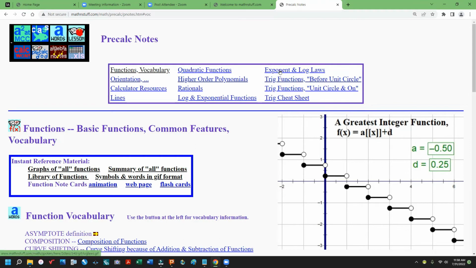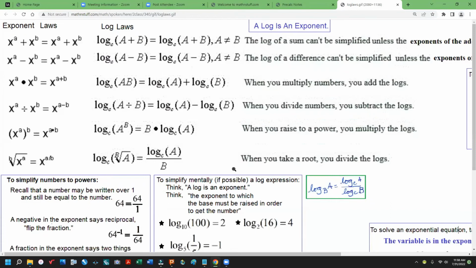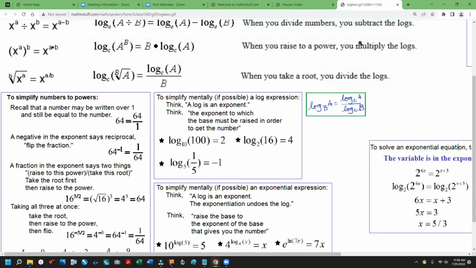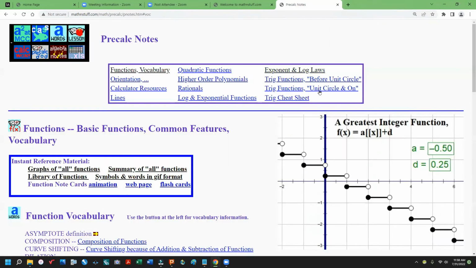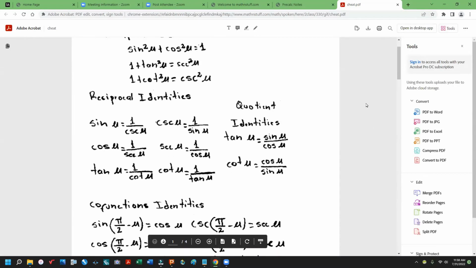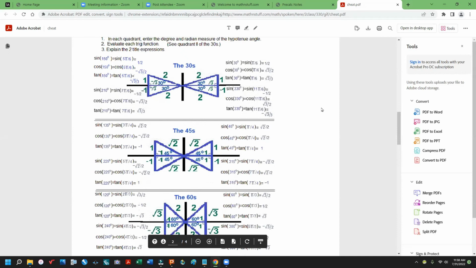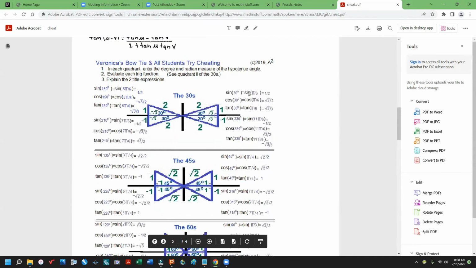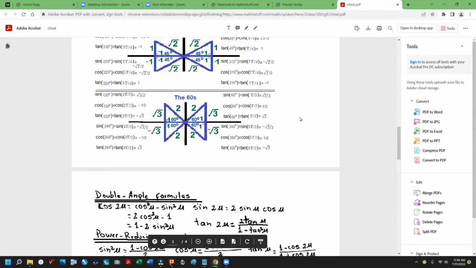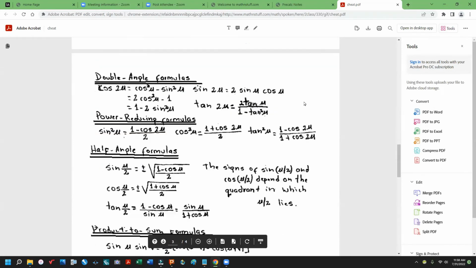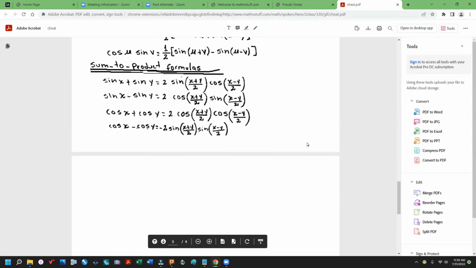I also want to remind you that there is other information that you want to have at your fingertips, like the laws of logs and exponents and how to deal with them. Trig cheat sheets. This is a PDF file. It's not as old as I am. This part, Veronica's bow tie, is. It again gives you the values of trig functions for the 30s, the 45s, the 60s, in all quadrants, trig identities.